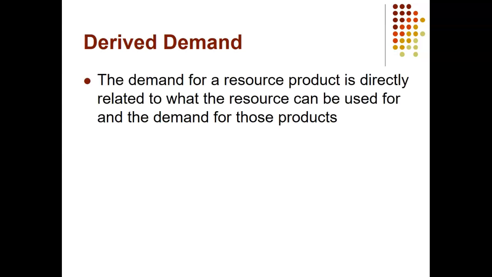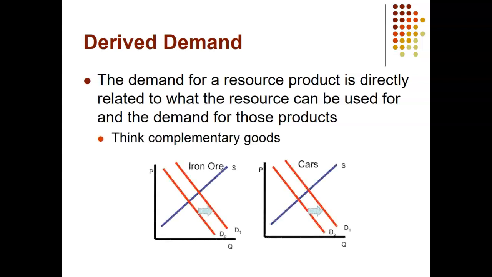Now to the main event, derived demand. So derived demand is the demand for a resource product that is directly related to what the resource can be used for and the demand for those products. So derived demand is the idea that the demand for this resource, whatever else it might be, is derived from the demand for what they produce. For example, the demand for iron, let's just say that's a component of cars, the demand for iron is derived from the demand for cars.